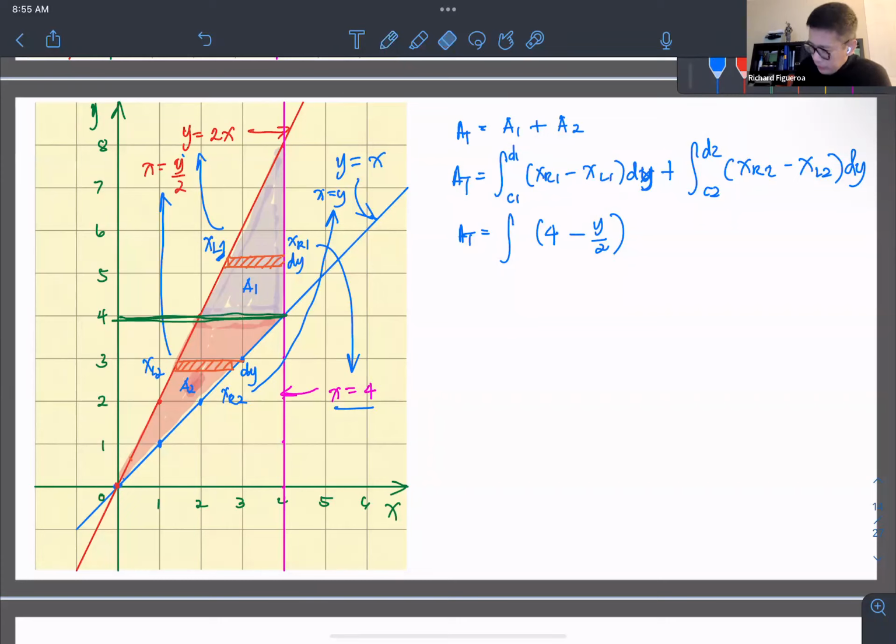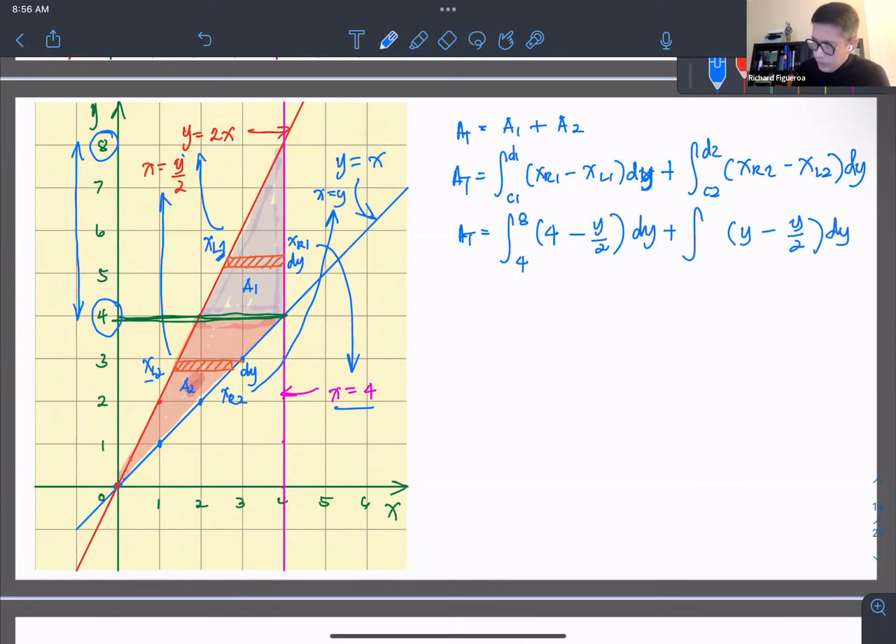So the purple area, so this is the purple area. So nag-start siya from 4 to 8. That is for area 1. So lalagay ko dito is from 4 to 8 dy. And plus, XR for area 2, ang XR2 natin is the blue one. Ang blue is X is equals to Y. So XR2 is Y minus, ang XL2 natin, ang left side is Y over 2, minus Y all over 2 dy.